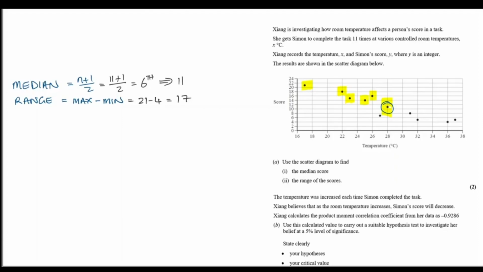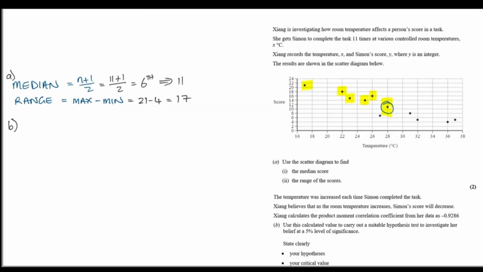Next, we're told that the temperature was increased each time Simon completed the task. Chang believes that as the room temperature increases, Simon's score will decrease. Chang calculates the product moment correlation coefficient for her data as negative 0.9286. So that's very strong negative correlation. We're asked to use this value to carry out a hypothesis test to investigate her belief at a 5% level of significance. Once again, they're giving you some pointers of what you need to include.